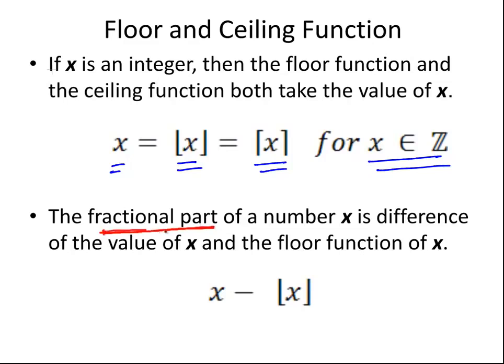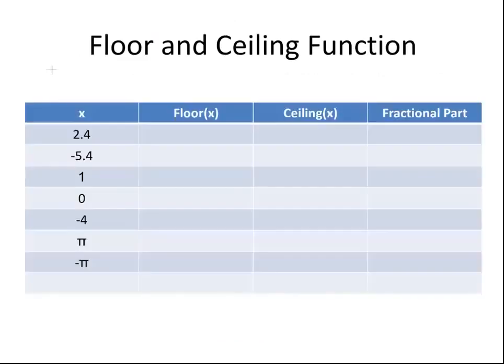Another extra component that is brought into consideration when we're doing these types of problems is the fractional part of a number x. It's the difference of the value of x and the floor function. So we write it like this: x minus the floor function of x. Let's look at some examples. For 2.4, the floor function is 2, the ceiling is 3, and the fractional part, 2.4 minus 2, is 0.4.